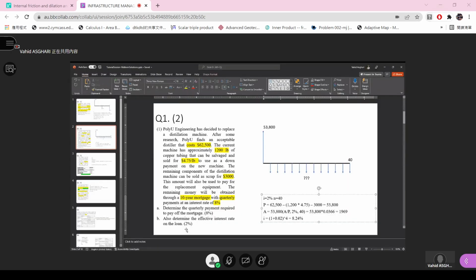Also determine the effective interest rate on the loan. The doctor should have discussed this effective interest rate during the class. I'm sure he has done it, right? You have been familiar with this concept, right, or not?